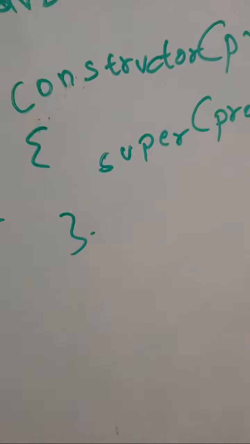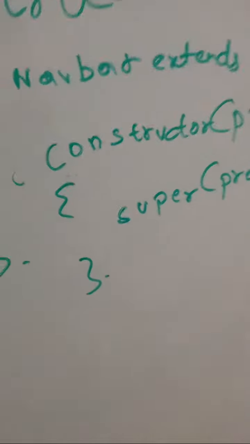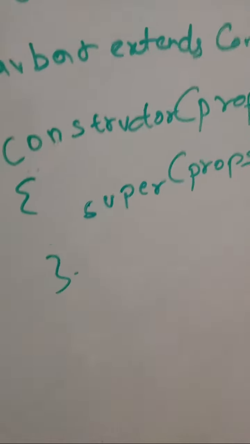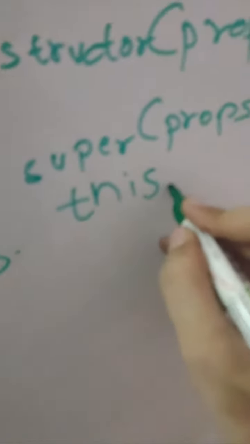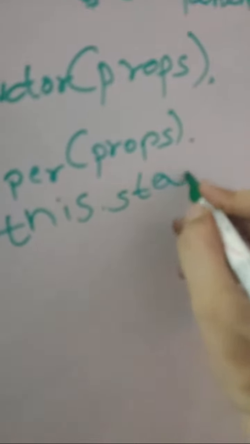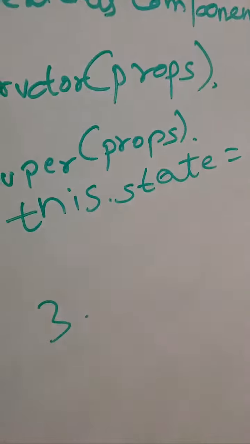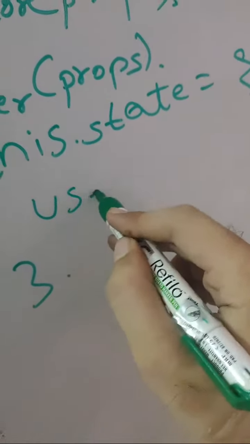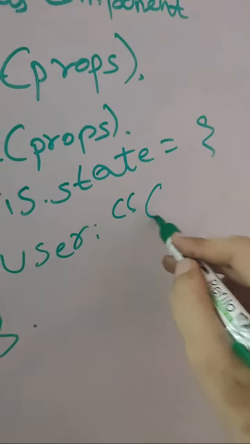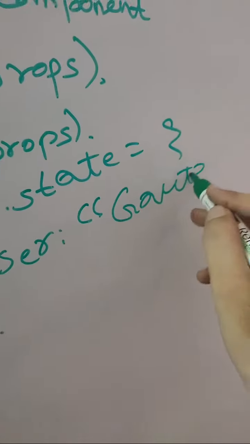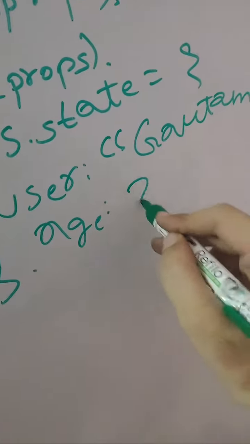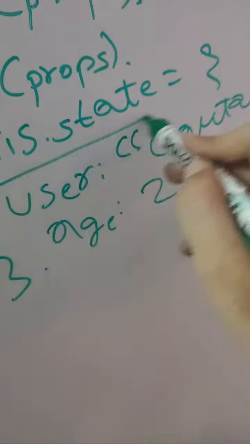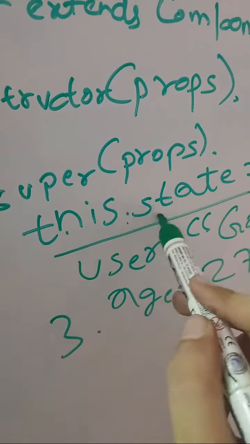And then, guys, in order to declare the state, we use this.state, like this. With this.state, we have an object, and inside this you can declare your variables. These can be string variables, like user Gautam, or it can even be an integer as well. It totally depends upon you, age 27. So here we declare it using this.state like this.